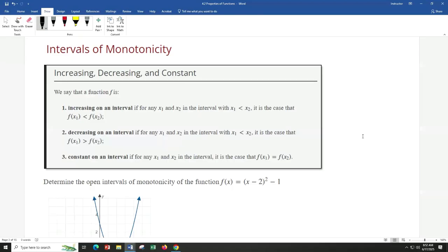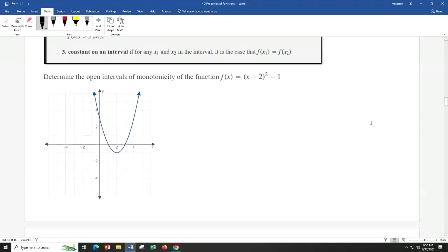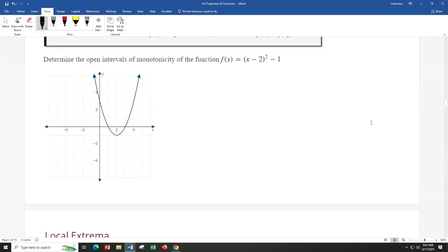So let me show you how this looks. Look at this function here. Determine the intervals of monotonicity. I'm not going to keep saying that word. Determine the intervals. And they give us a function. We know the base function is x squared. We should know x minus 2 says it's going to be moving 2 units to the right and 1 down. That's our transformations that we just learned.